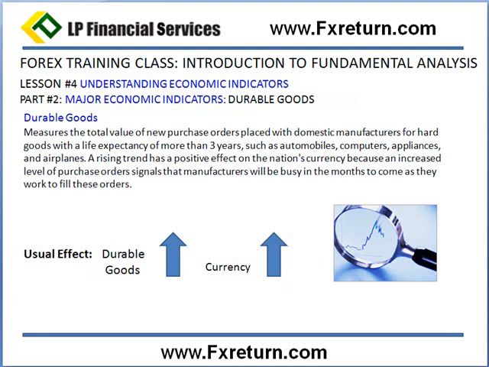Our next indicator is our durable goods orders. Durable goods measures the total value of new purchase orders placed with domestic manufacturers for hard goods with a life expectancy of more than 3 years, such as automobiles, computers, appliances, and airplanes. A rising trend has a positive effect on the nation's currency because an increased level of purchase orders signals that manufacturers will be busy in the months to come as they work to fill these orders. The usual effect is, as durable goods orders go up, the currency goes up.